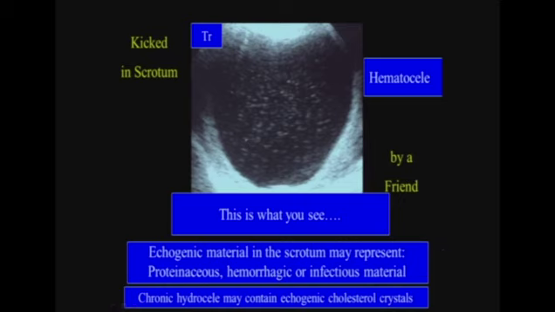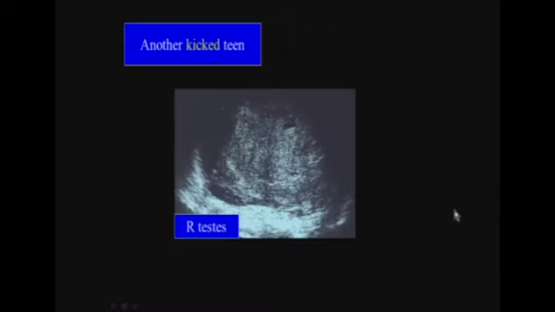And again, chronic hydroceles have been stated to contain echogenicity due to cholesterol crystals. This is another teenager kicked by a friend. And here is the images of a longitudinal testes. So any thoughts? Should I worry? And the answer is yes, I should worry. This is a fractured testicle.